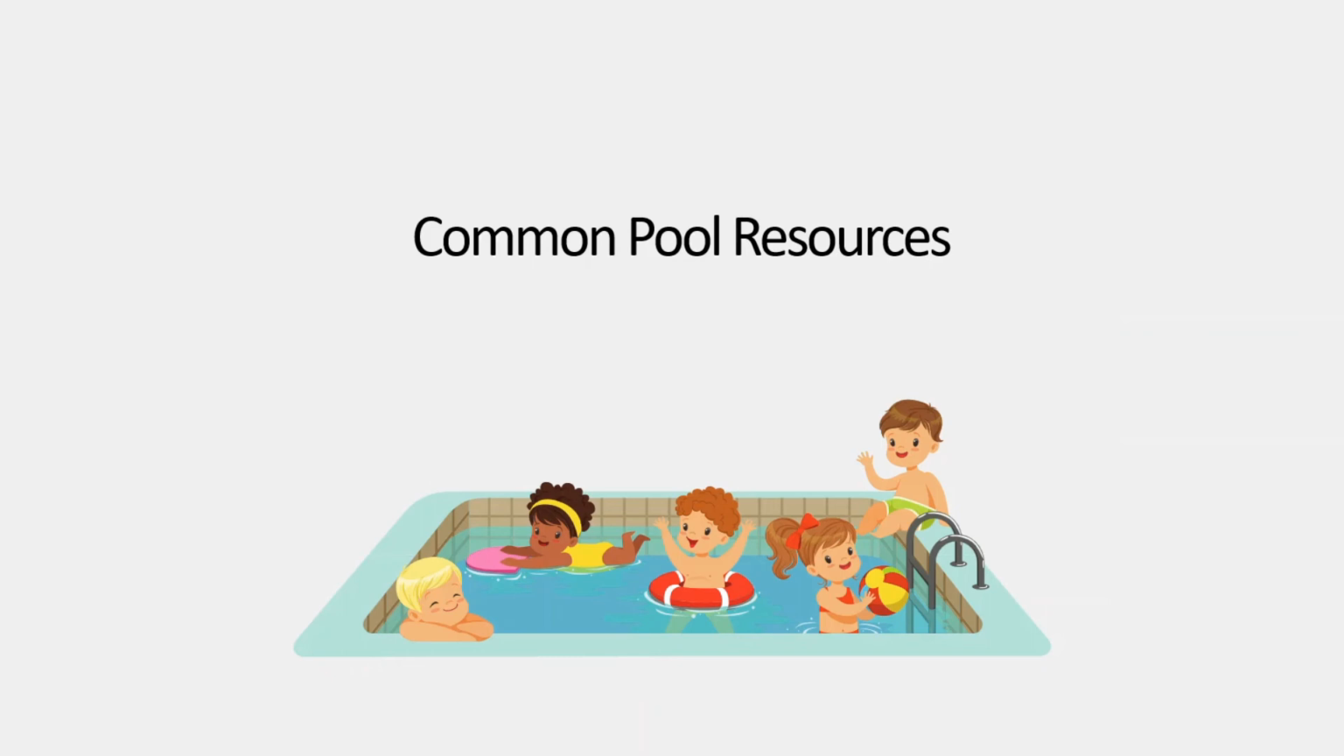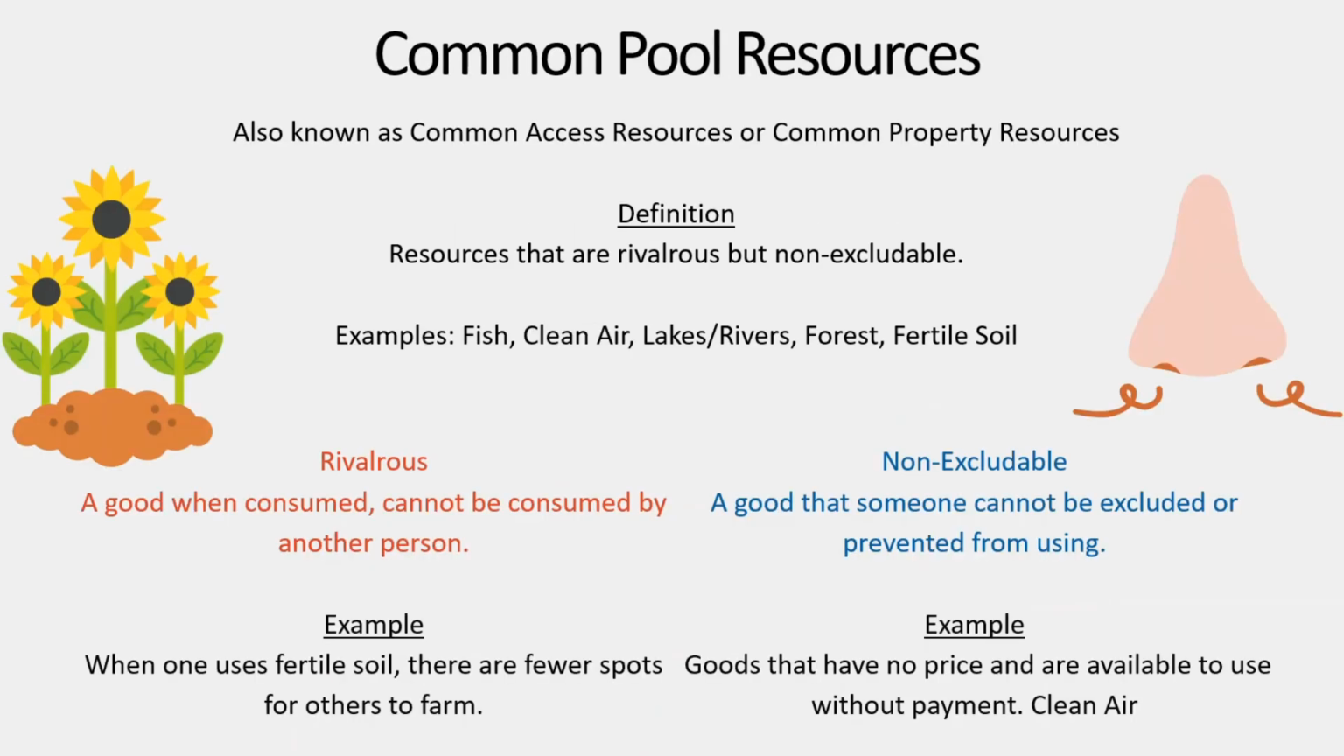Lastly, we're going to talk about common resources, common pool resources. These are also known as common access resources or common property resources. When we're talking about these, we have to really look at whether it's excludable or whether it's rivalrous. So rivalrous means when a good is consumed, it cannot be consumed by another person. Excludable means that you can exclude someone else from using something.